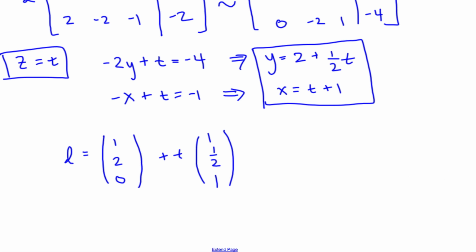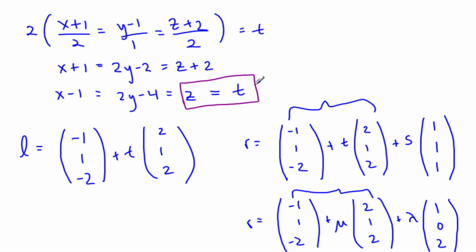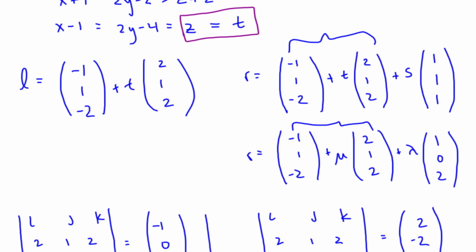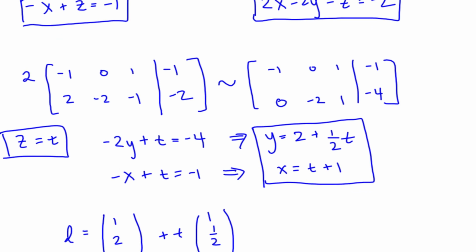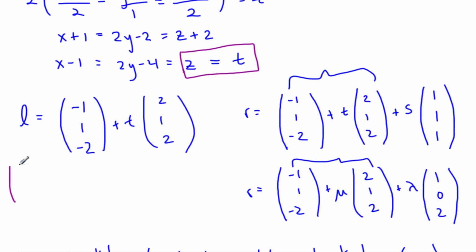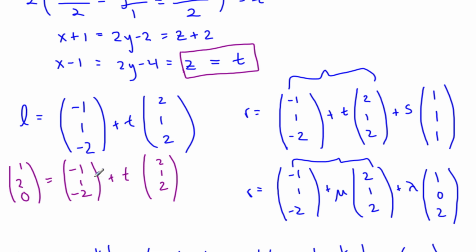That's a point on this line. Let's go make sure that that point is on this line as well. I can just do it right here. So 1, 2, 0 equals -1, 1, -2 plus t, 2, 1, 2. So find the t such that this is 1. So this would be t is -1. If I substitute a -1 here, I'll get 1. If I substitute a -1, do I get 2?